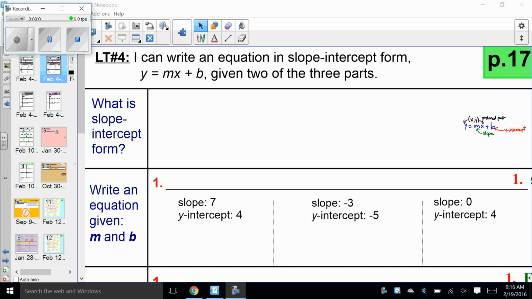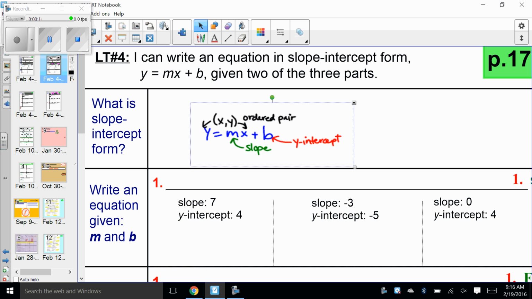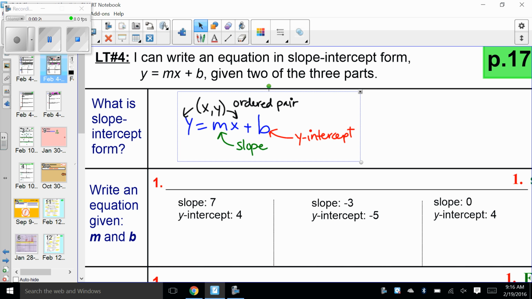Hey, 8th grade. So our learning target today is I can write an equation in slope-intercept form, which is y equals mx plus b, given two of the three parts. So we're going to talk about the three parts that we need for slope-intercept form today. And we're going to talk about how we can write it as long as we have two of the three parts. So here is our slope-intercept form. Go ahead and copy that in.